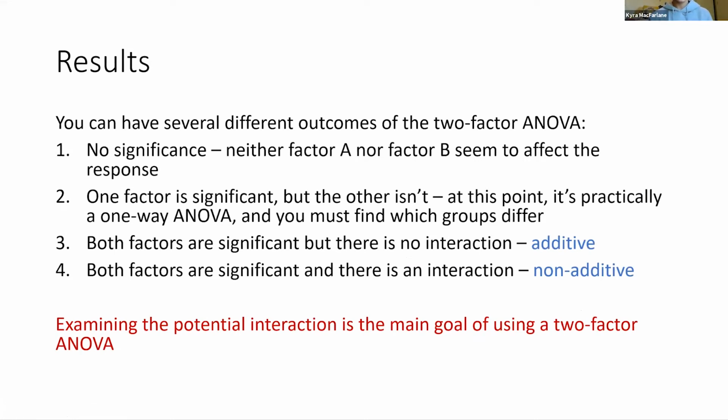There are several different outcomes of the two-factor ANOVA. One is that you have no significance. Neither factor A nor factor B seem to affect the response. The second option is that one factor is significant, but the other isn't. At this point, it's practically a one-way ANOVA. So for that example of light and fertilizer, we might find that light is significant, but fertilizer doesn't do anything for plant growth.